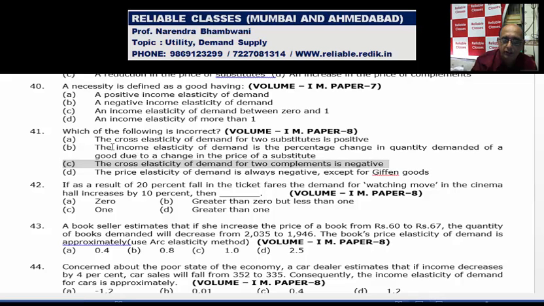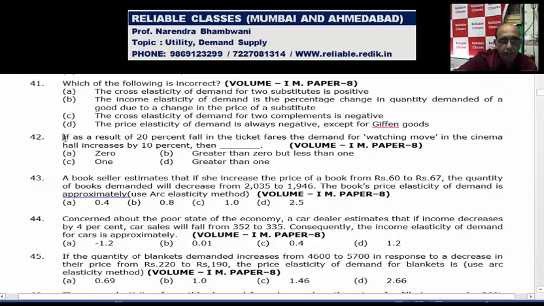Cross elasticity of demand for two complements is negative. Yes, complements की cross elasticity negative होती है और substitutes की positive होती है. इस बात को ध्यान में रखना चाहिए. Price elasticity of demand is always negative except in case of given goods. This is a correct statement. Price elasticity of demand is always negative because when price rises, demand falls. So this is also correct. A, C, D are correct, so obviously B is a fault. It should be due to the change in income.